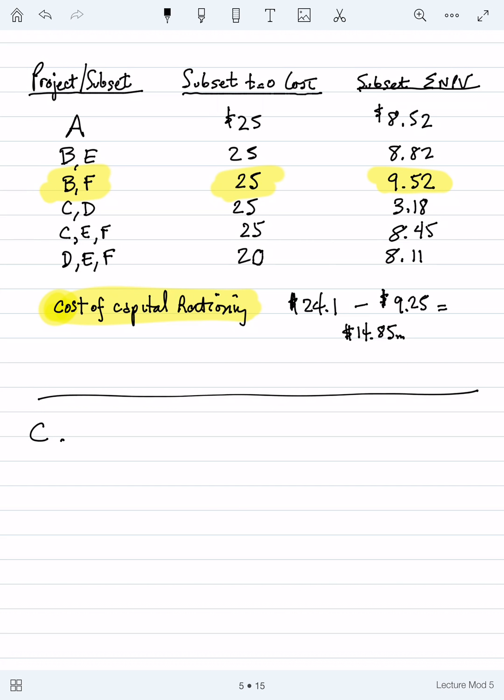We're going to come to point C next, the internal rate of return methodology. And for now, I'm going to put this up on the internet.